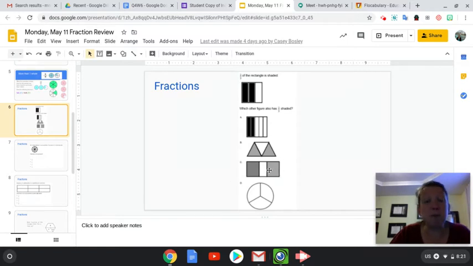Would C be a possibility? But there's 2 out of 3 shaded. Why isn't that right? I hear you say, Miss Smith, that's not right. Why? Great job, because these aren't equal parts. And we have 3 equal parts here. Are any of them shaded? No. So our answer is B.